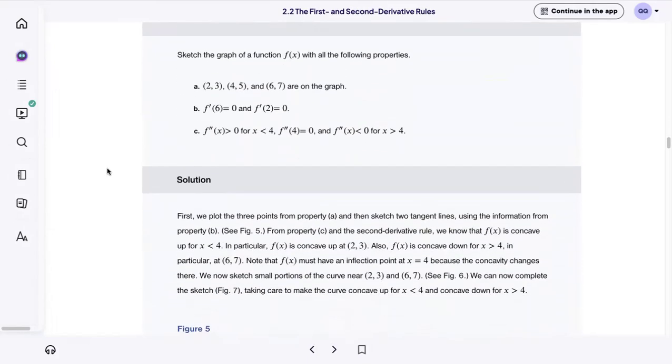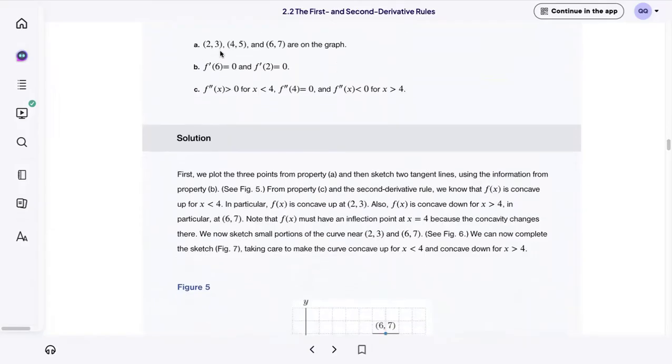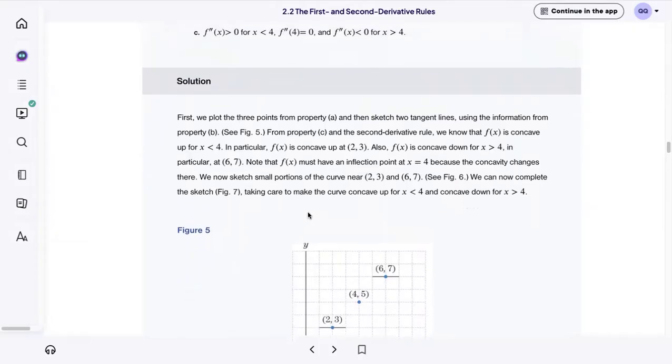Now let's see this one. Here we're given 3 points, right? 2, 3, 4, 5, 6, 7 on the graph. The first derivative at 6 equals 0, so that gives us a critical point. And at 2 it equals 0, so we get 2 critical points, when x equals 6 and when x equals 2. Then the second derivative is positive for x less than 4. At 4 it equals 0, right? So that means we're given 2 critical points and 1 inflection point. The second derivative is negative when x is greater than 4.